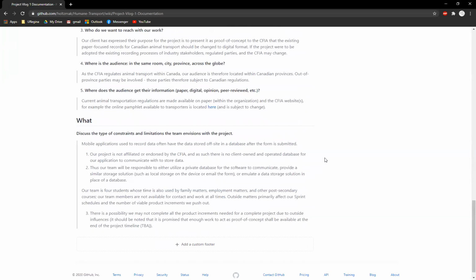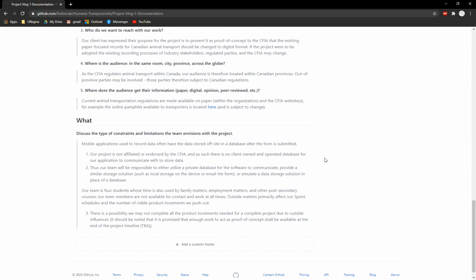So I'll talk about who we want to reach with our work. Our client is a member of the CFIA, and they have expressed their purpose for the project is to present it as proof of concept to the CFIA that existing paper-focused records for Canadian animal transport should be changed to a digital format. If our project were to be adopted, it's possible that the CFIA would need to change a fair amount of their existing recording processes.